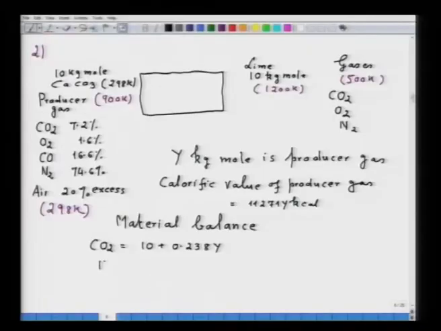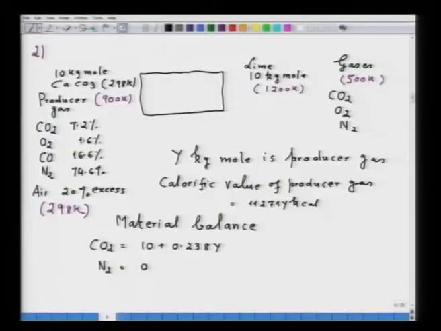10 is coming from 10 kg mole calcium carbonate, which will also give you 10 kg mole of carbon dioxide. Nitrogen: all the nitrogen of the producer gas will be available in the output gases, plus the nitrogen of the air. So, that will be equal to 0.746 Y plus 0.302 Y.